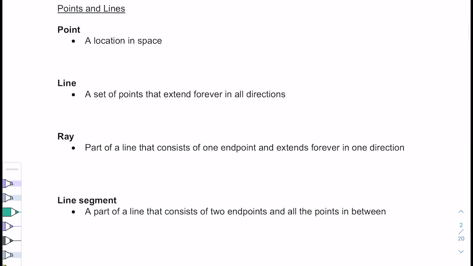So a point is just a location in space, and the way we symbolize a point is just with a little dot and then a capital letter. That's what a point would look like. So we will call that point P. And really there is no symbol for point. You would just use a capital P.